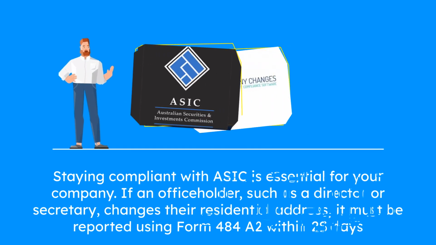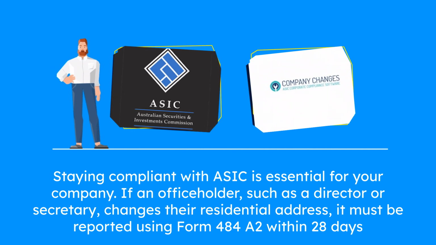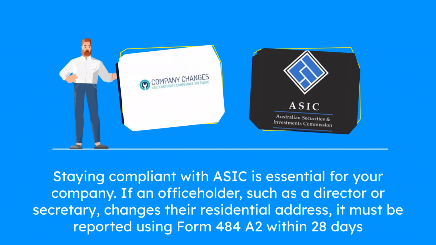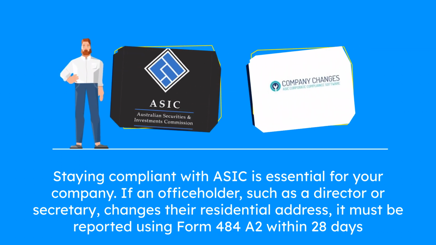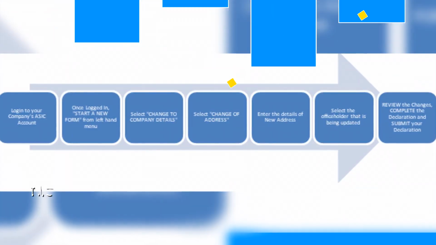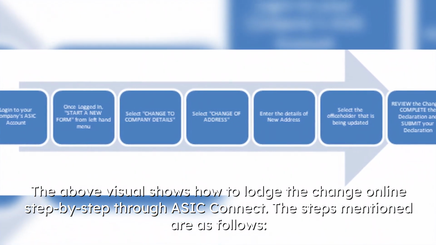Staying compliant with ASIC is essential for your company. If an office holder, such as a director or secretary, changes their residential address, it must be reported using Form 484A2 within 28 days. Form 484A2 is a part of ASIC's compliance process. It's used to update office holders or members' names or residential addresses to keep company records accurate and to avoid fines. The above visual shows how to lodge the change online step by step through ASIC Connect.